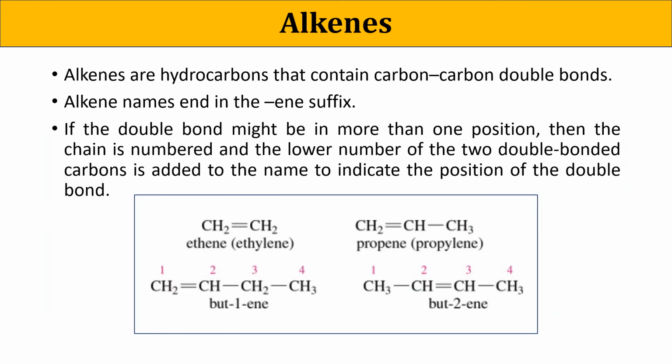Alkenes. Alkenes are hydrocarbons that contain a carbon-carbon double bond. A carbon-carbon double bond is the most reactive part of an alkene. So we say that the double bond is the functional group of an alkene. Alkene names end in the suffix "-ene". If the double bond might be in more than one position, then the chain is numbered and the lower number of the two double bond carbons is added to the name to indicate the position of the double bond. Carbon-carbon double bonds cannot rotate and many alkenes show geometric cis and trans isomerism.